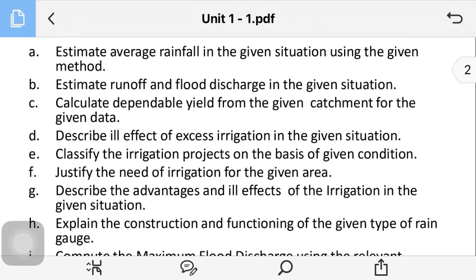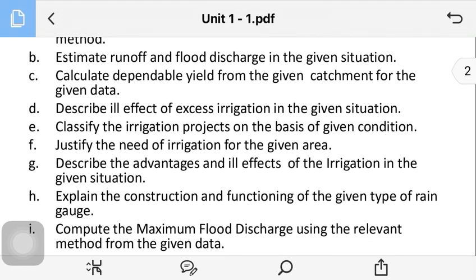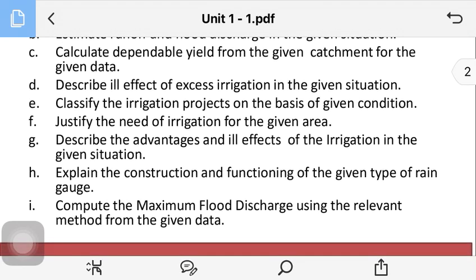Dependable yield, in simple language, we can say is like a land that yields grapes and tobacco. That means yield is nothing but a natural agricultural or industrial product. Next, describe the effects of excess irrigation in the given situation. Classify the irrigation project on the basis of given conditions. Justify the need of irrigation for the given area.